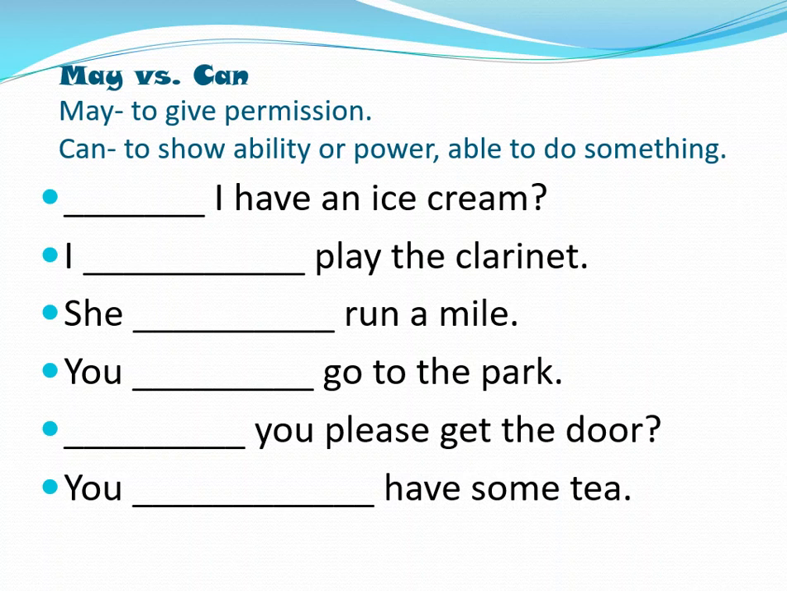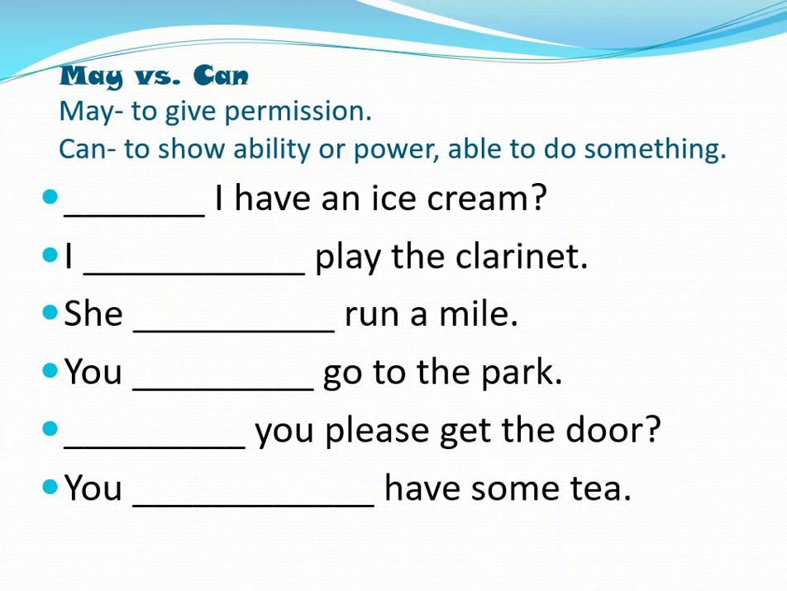And then, you blank go to the park. You may go to the park or you can go to the park. Are they asking for permission to go to the park, or are they telling you about their ability to go to the park? Blank, you please get the door. Can you please get the door, or may you please get the door? So think about which one would that be.